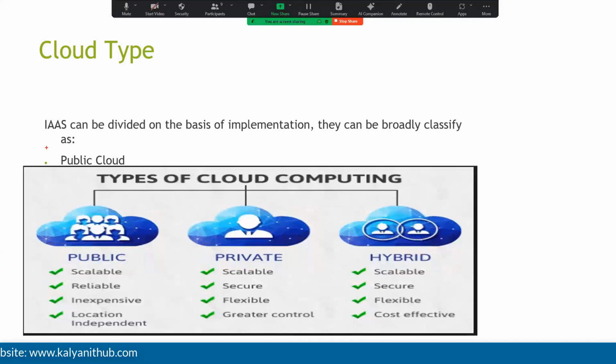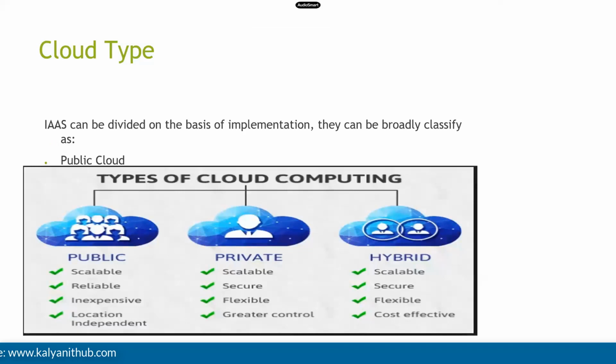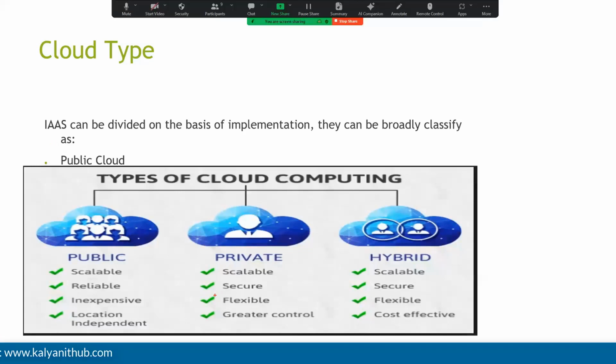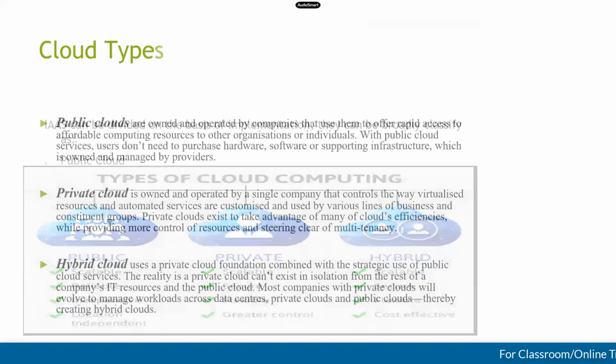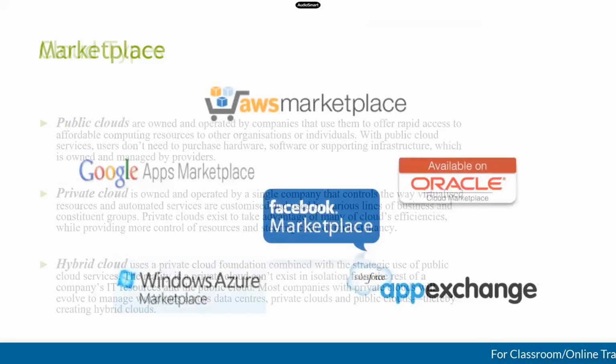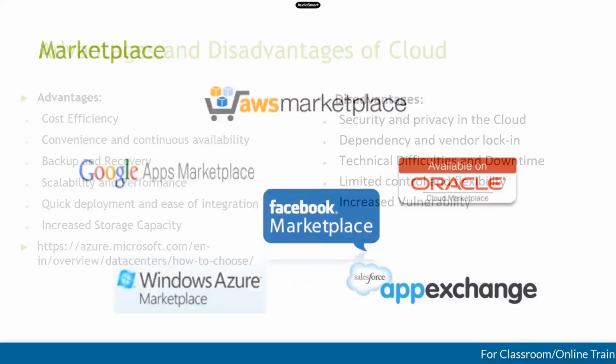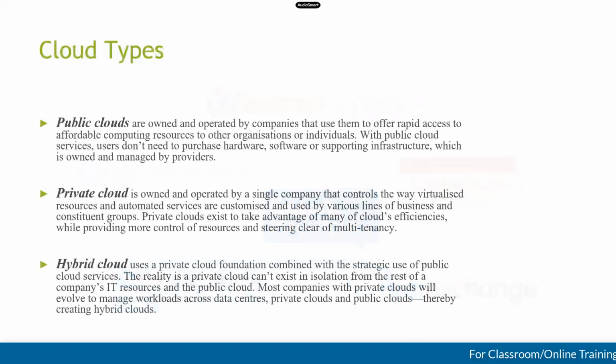This is about the three types of cloud computing in the market. One is public, other one is private, third one is hybrid. Hybrid means the combination of public plus private cloud is called hybrid cloud. This is the difference between public, private, and hybrid.